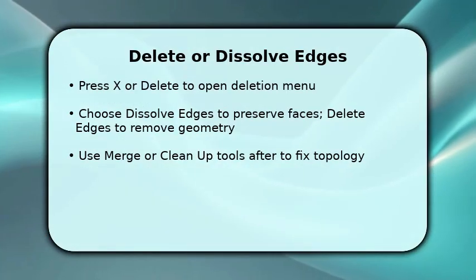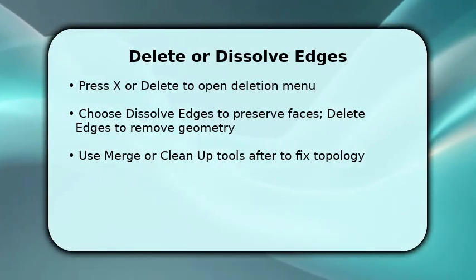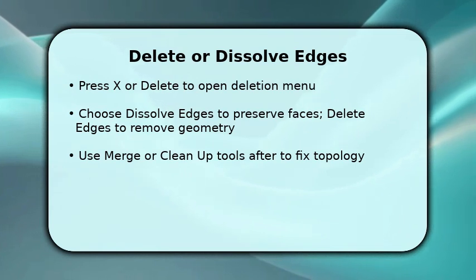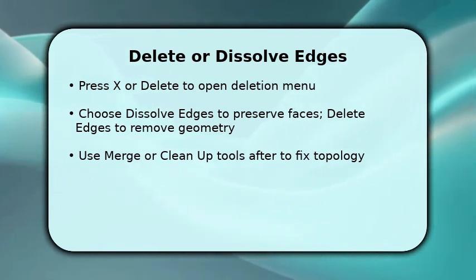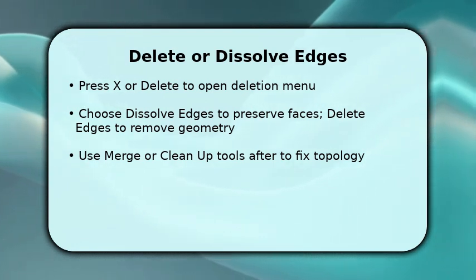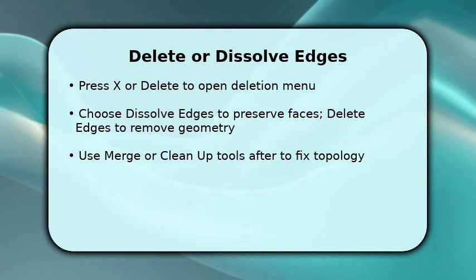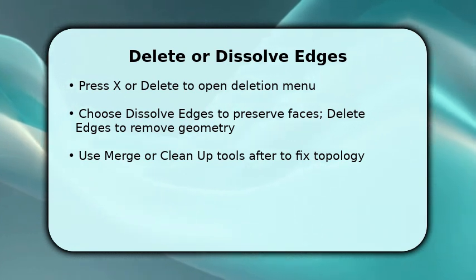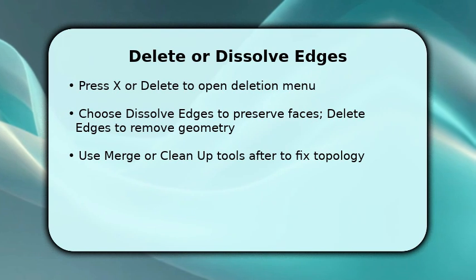You now decide whether to remove geometry or keep topology. Press X or Delete to open the removal menu. If you want to remove the edge but keep surrounding faces, choose Dissolve Edges. This preserves surface continuity. If you want to cut geometry away, pick Delete Edges or Faces, which creates a hole.